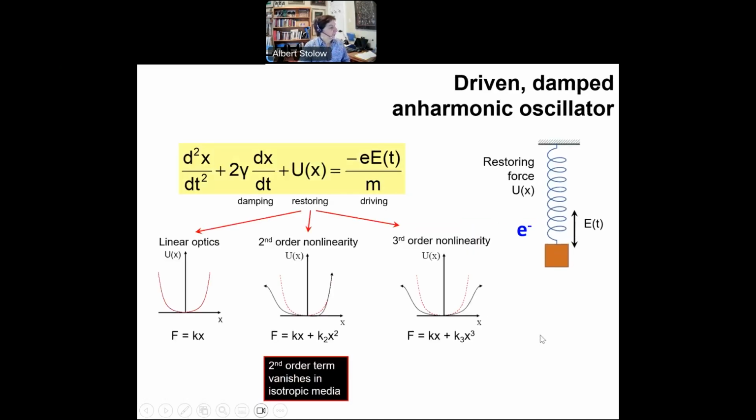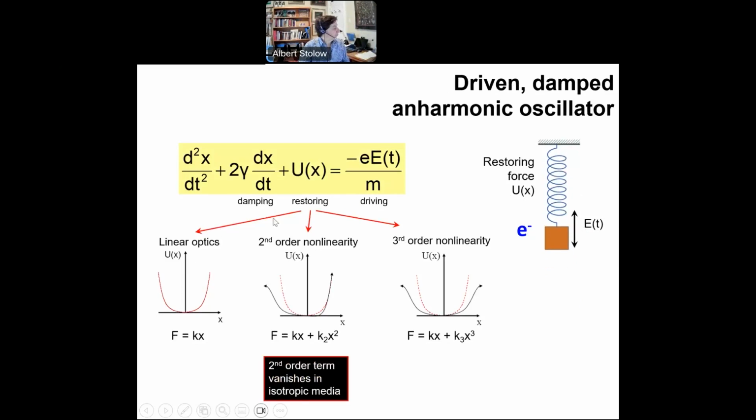And you can understand it like a harmonic oscillator. So when I apply an oscillating electric field to electrons in matter, I'm basically shaking them. The electrons are shaking up and down. Like a spring, there's a restoring force, like a spring constant. And the question is, what is the nature of this restoring force?